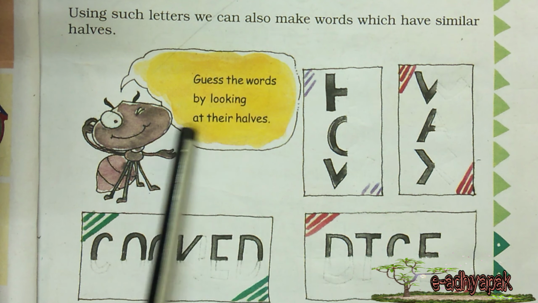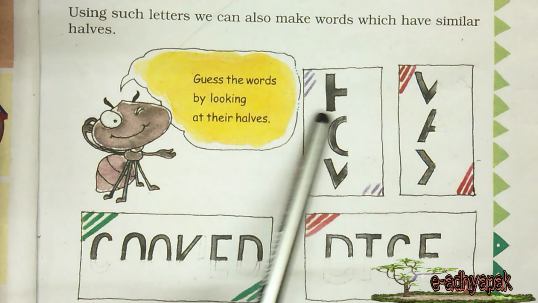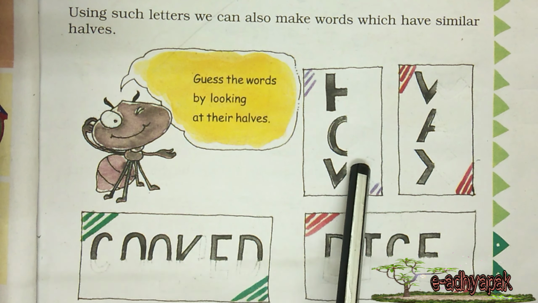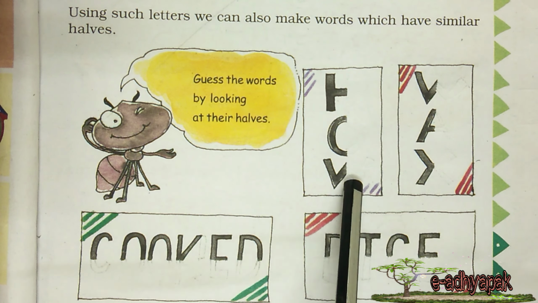So next one is, using such letters we can also make words which have similar halves. Guess the words by looking at their halves. This looks like H, this looks like O, and this looks like W. So H, O, W is how.